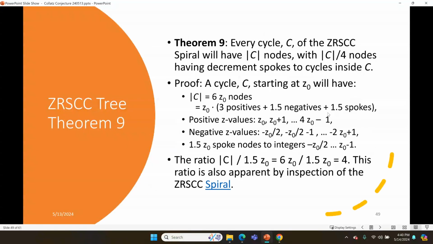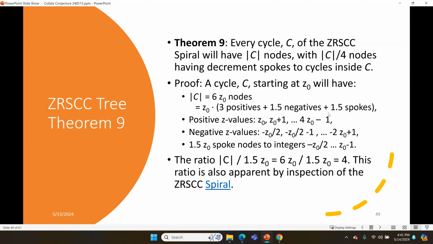This brings us to theorem 9, that every cycle C in the spiral has a magnitude C nodes, with 1/4 of the nodes being decrement spokes to cycles inside of C. In general, if you start counting a cycle starting with a starting positive Z value of Z0, then there will be 6 Z0 nodes on the cycle. 3 of those will be positive, 1.5 of them will be negative, and 1.5 of them will be spokes.